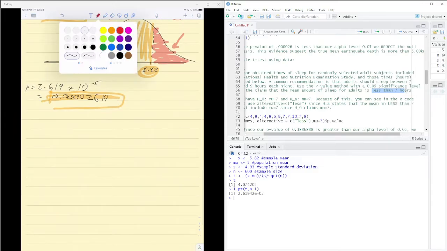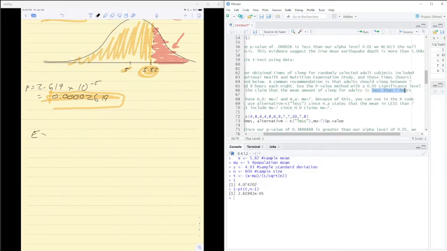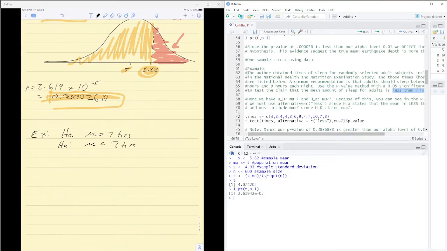So in this example, our null hypothesis is that the mean is 7 hours, and your alternative is that the mean is less than 7 hours. And in R, it's actually almost easier being set up this way with just the data given. In the textbook you're going to be given a list of numbers or a table or something, and I just have them typed out here.